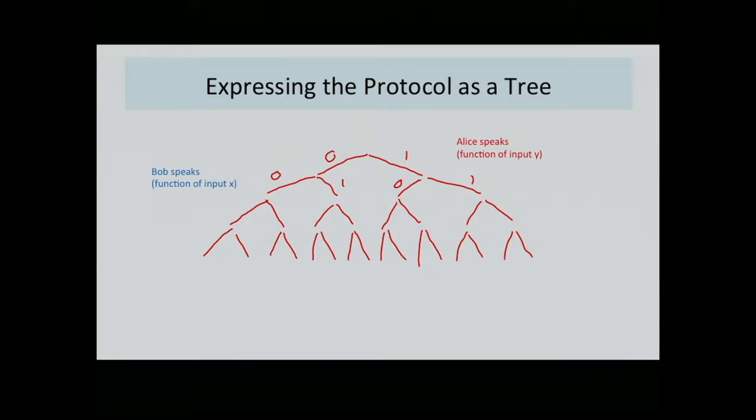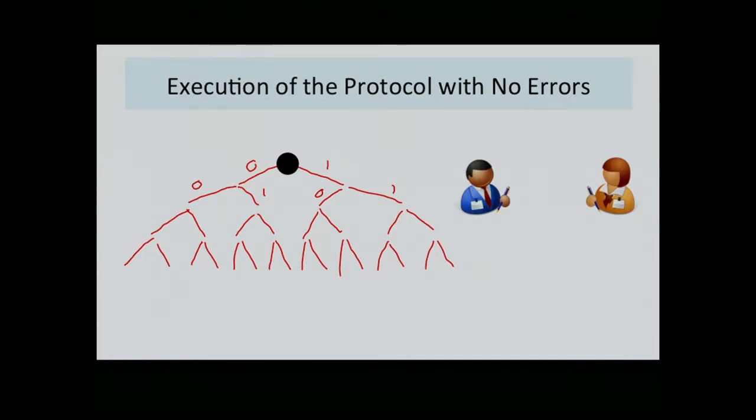So the depth of it, it's a full binary tree, where the depth is the number of rounds of communication. So if we think about execution of the protocols with no errors, we're simply sending bits and traveling down the tree, and we're traversing exactly one path of this tree.